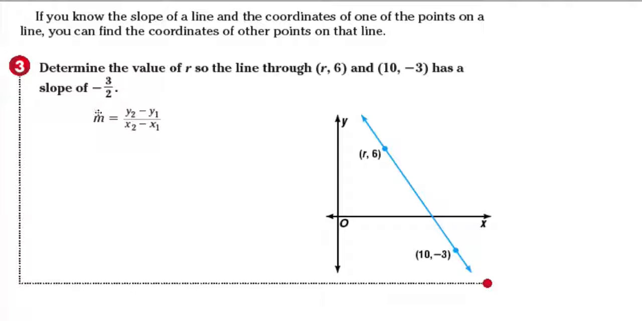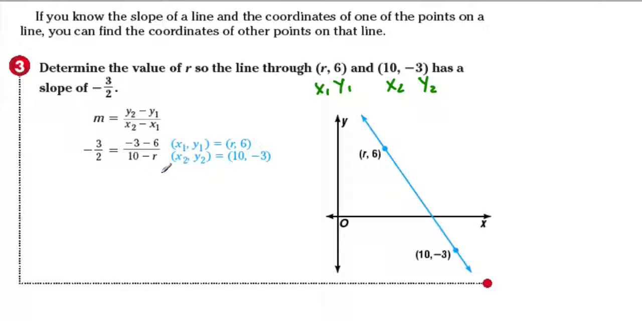Okay, substitute the values that we know. We know that the slope is negative 3 halves. We also know that negative 3 is your y sub 2. So let's label this again, going back to labeling: x sub 1, y sub 1, x sub 2, y sub 2. And that's the reason why you have negative 3 minus 6 all over 10 minus r.